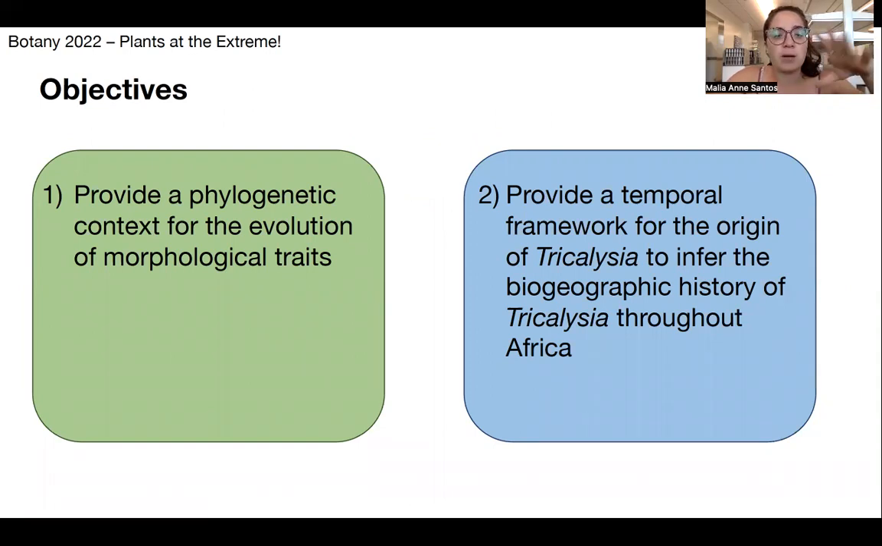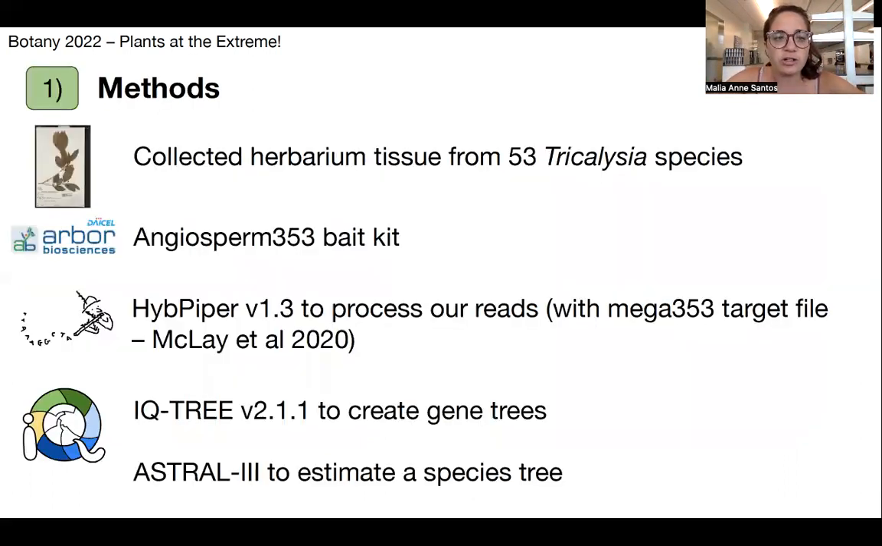And so from here on out, I'm going to present to you the methods and then the results for each of the objectives I list here. And so for the first objective, we collected herbarium tissue from 53 Tricalysia species.